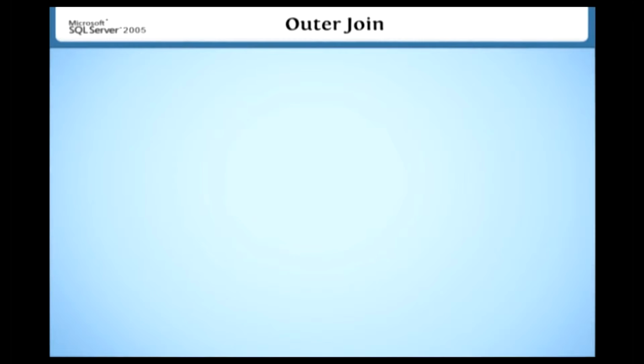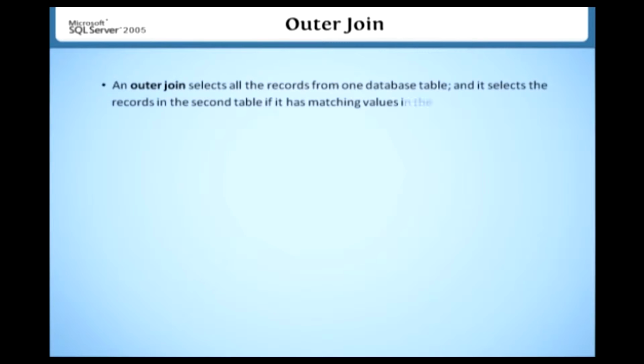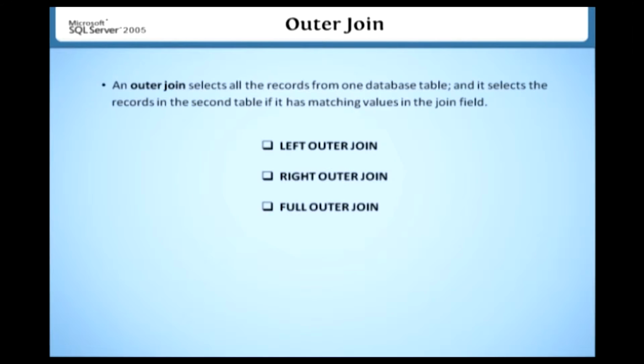An outer join. In this lesson, let's discuss the outer join. An outer join selects all the records from one database table, and it selects the records from the second table if it has matching values in the join field. It has three types: left outer join, right outer join, and full outer join. Let's see these types in brief.